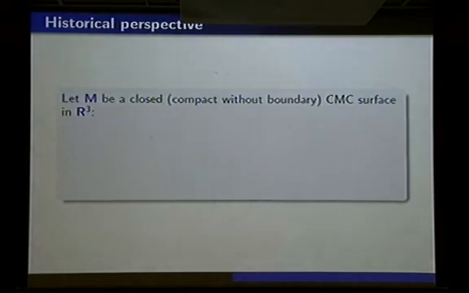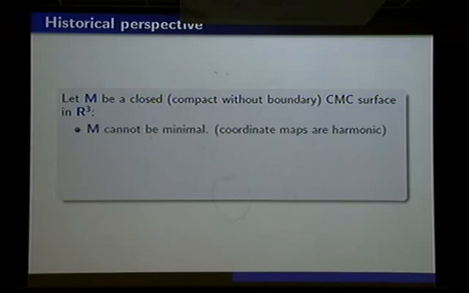Okay, so this terminates the introduction, and now a little bit of history. In this slide, we're going to study the closed CMC surfaces in R3, so closed being compact without boundary. Okay. The first thing that we can say is that such a surface cannot be minimal, right?